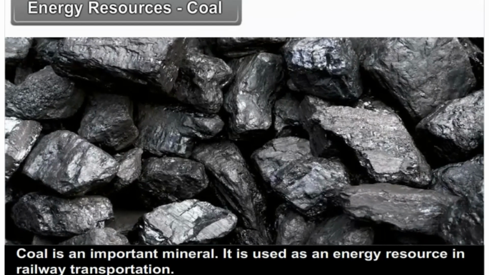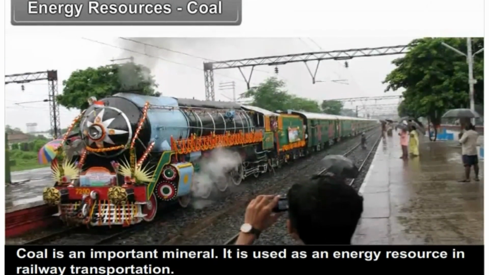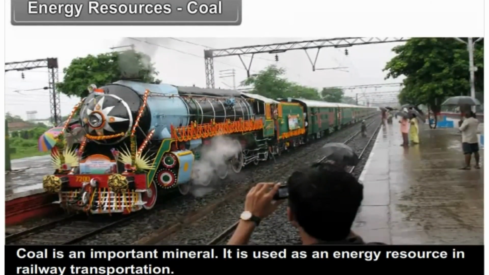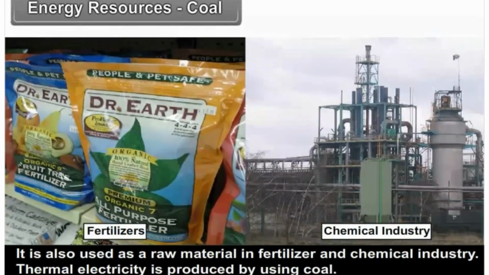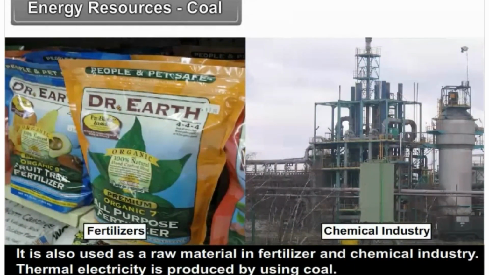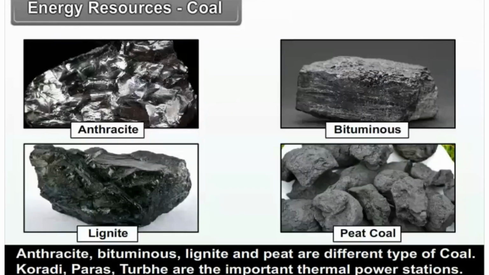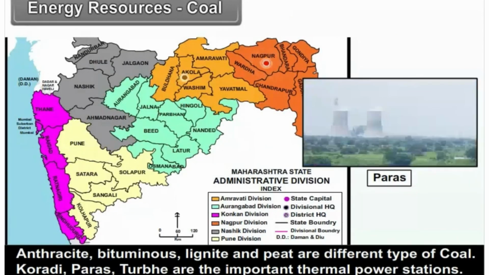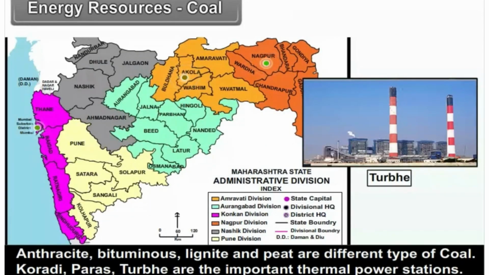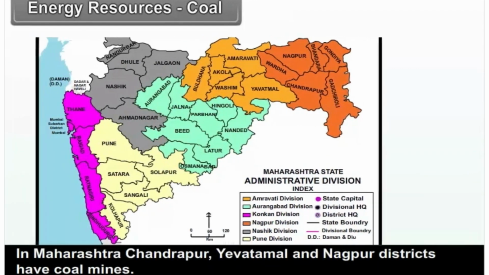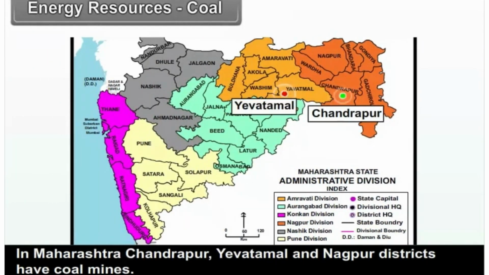Energy resources. Coal. Coal is an important mineral. It is used as an energy resource in railway transportation. It is also used as a raw material in the fertilizer and chemical industry. Thermal electricity is produced by using coal. Anthracite, bituminous, lignite and peat are different types of coal. Koradi, Paras and Parli are the important thermal power stations. In Maharashtra, Chandrapur, Yavatmal and Nagpur districts have coal mines.